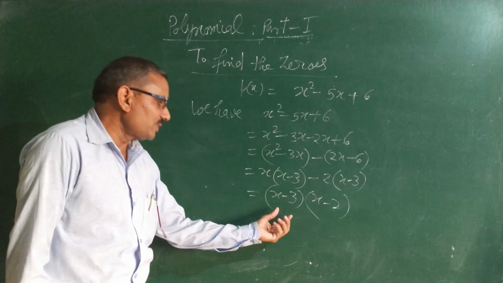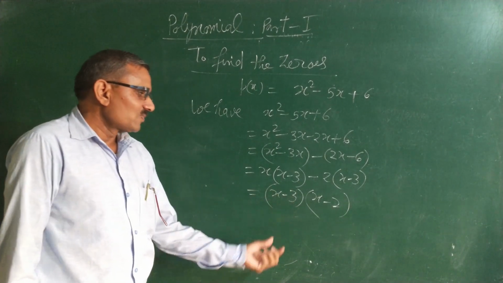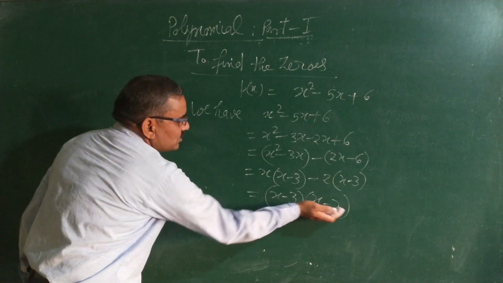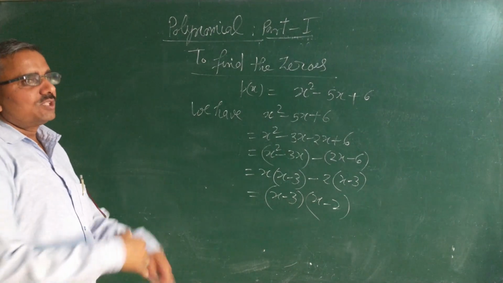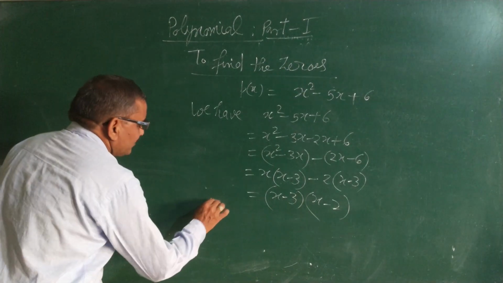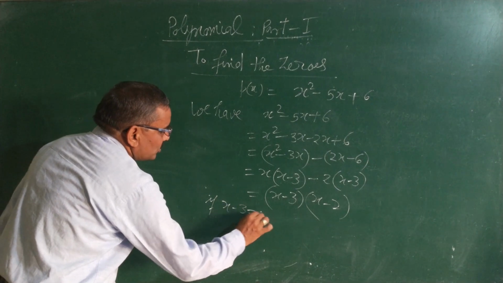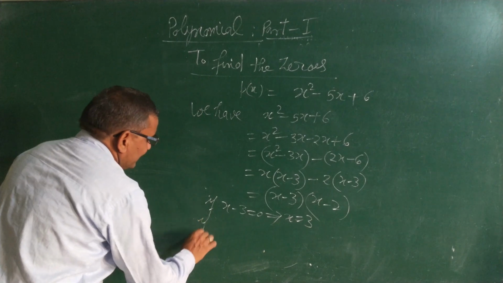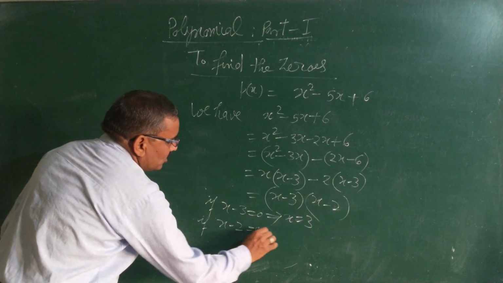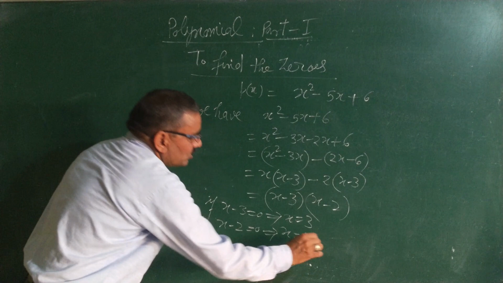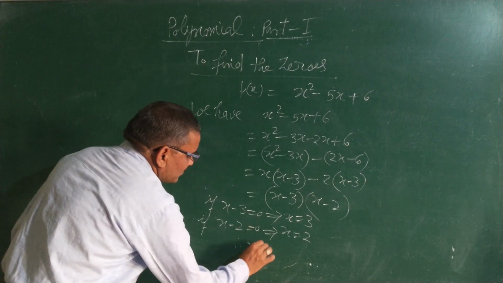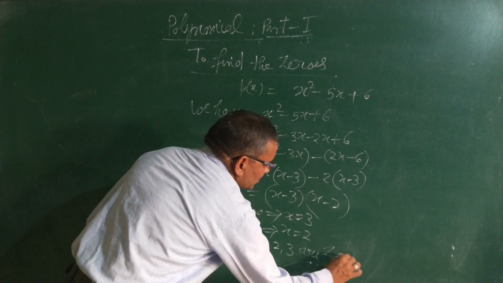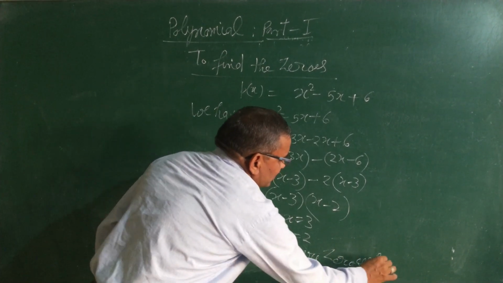Now we have got two factors, one is x minus 3, the other one is x minus 2. Now we have to equate these two factors equal to 0 so that we can get the zeros. Now if x minus 3 is equal to 0, this will give x is equal to 3, and if x minus 2 is equal to 0, this will give x is equal to 2. Therefore x is equal to 2 and 3 are zeros of the given polynomial.